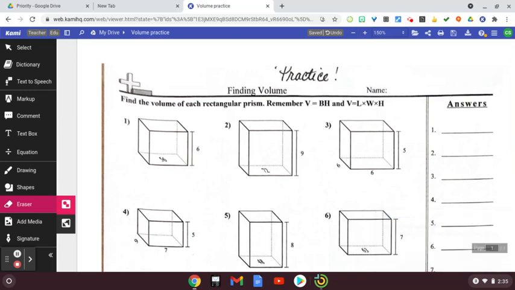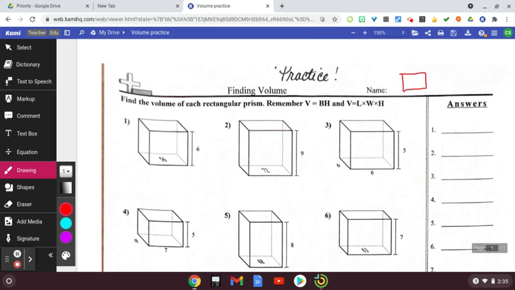Hi, before we actually start with finding volume today, I wanted to go over some important things to know. When we were doing area, these were two-dimensional shapes. So that's why we listed everything as square units. Sometimes we even use the 2 as an exponent, okay? So remember, these are two-dimensional.